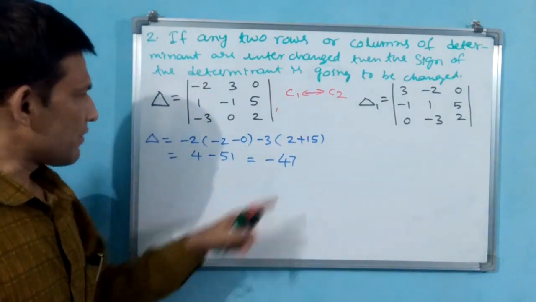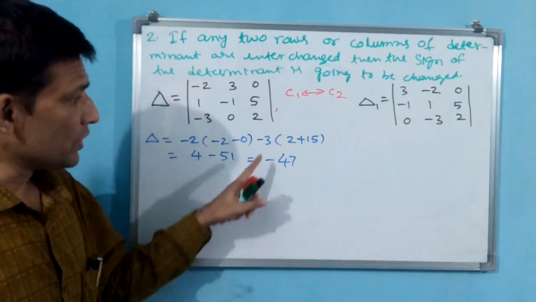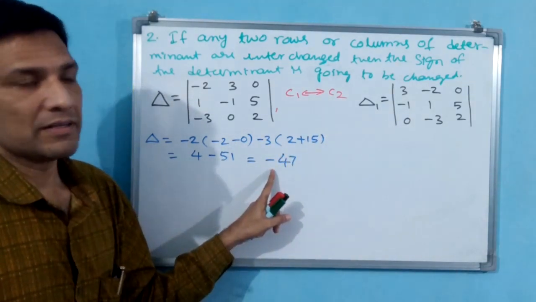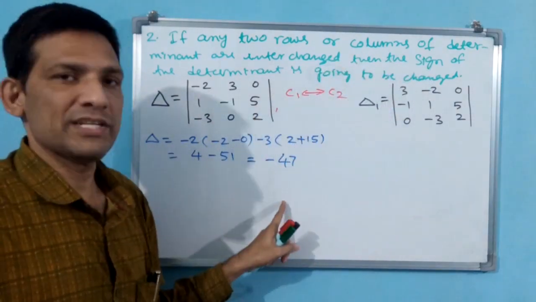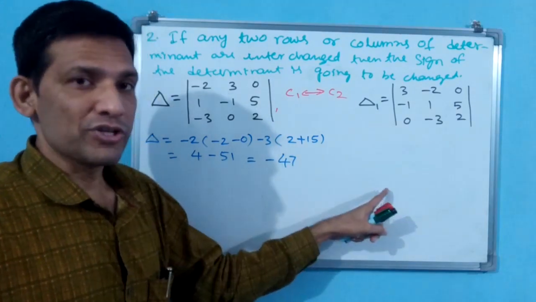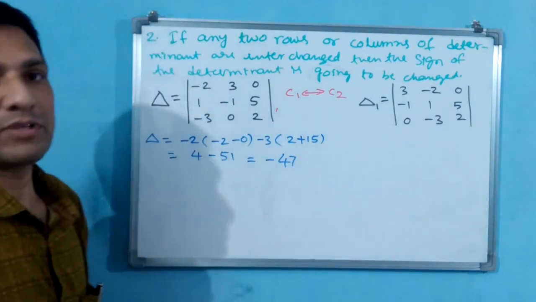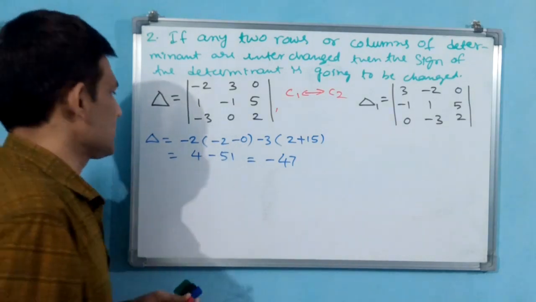Minus 47, because 47 plus 4 is 51, but the bigger one is minus. Okay. Now this determinant value should come plus 47. Why? Because the sign has to be changed. The sign of the determinant is going to be changed, which means minus 47 here, then here plus 47 has to come. Is it okay? Plus 47 has to come.